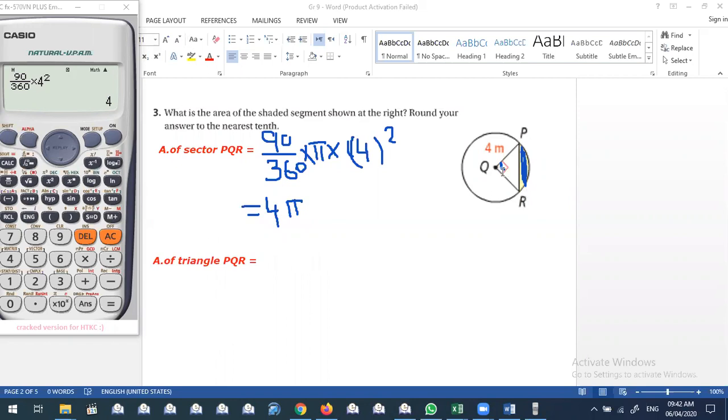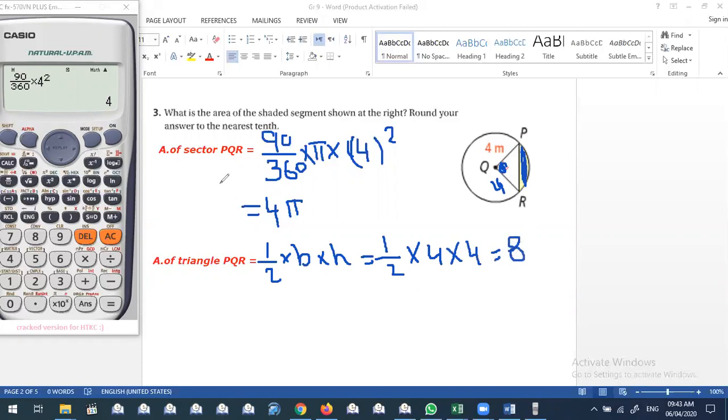Here the triangle has a right angle, so I can use the rule half times base times height, because I already have a right angle here. This side is 4 and also this side is 4 because they are two radii. QP is 4, so QR also is 4. So this is the base and the height. It will be half times 4 times 4. The answer is 8.